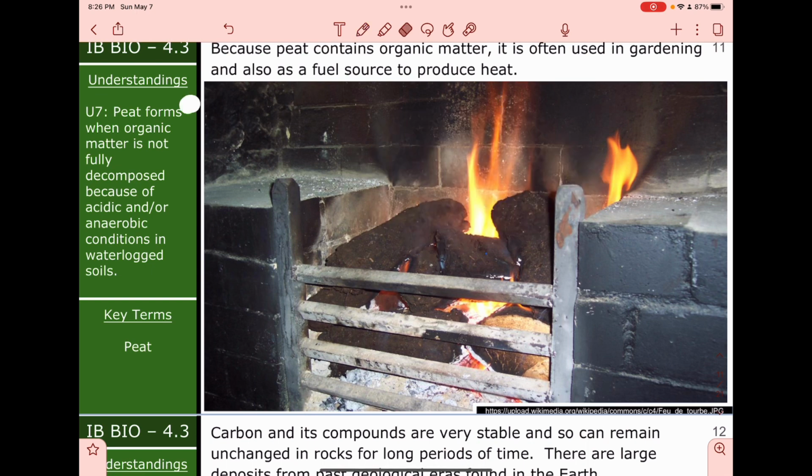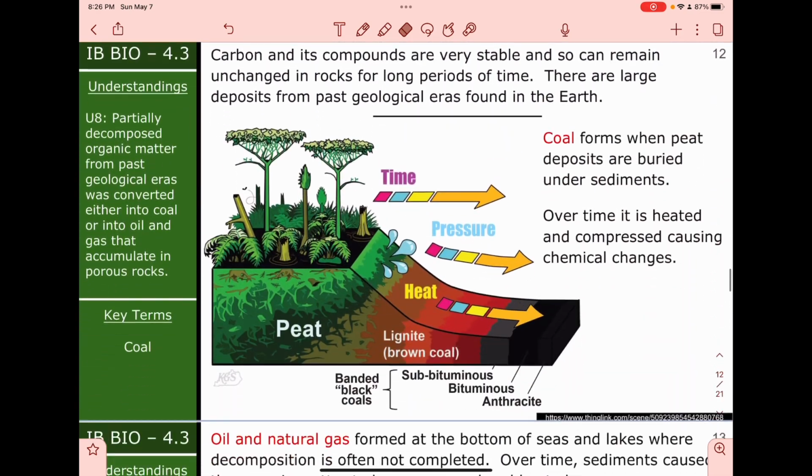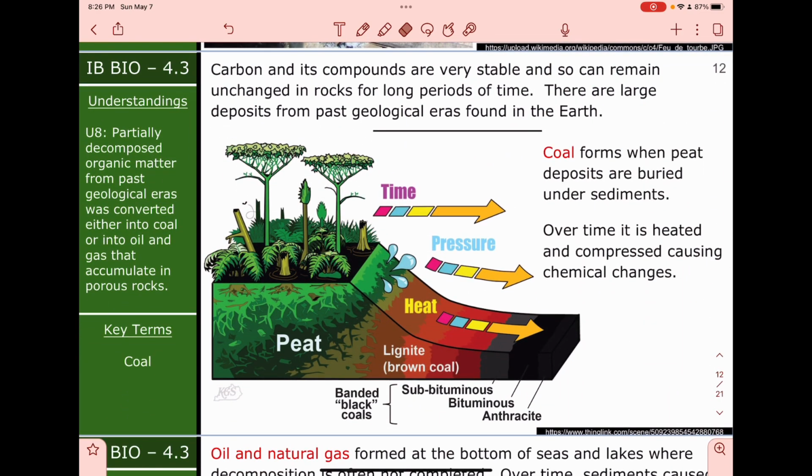So understanding number 7, again, peat forms when organic matter is not fully decomposed because of acidic and or anaerobic conditions in waterlogged soil. Basically, you can use this peat as a source of energy for heat, but it's kind of stinky. So if we look at what happens to these carbon compounds over time, carbon and its compounds are very stable and so can remain unchanged in rocks for long periods of time. There are large deposits from past geological eras found on Earth.